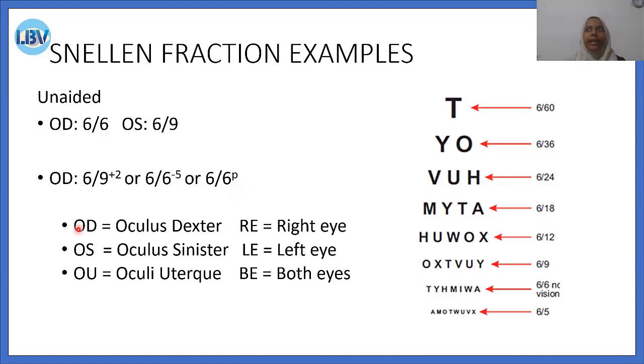One thing I have always noted: we always use this word OD, and everyone knows that OD means right eye. But when this question comes up in viva from the teachers, even when I was a student, I always missed it. What is the full form of OD? That is why I have kept it here. It is oculus dexter. OS is oculus sinister, that is the left eye, and OU is oculi uterque, because it is plural, both the eyes.